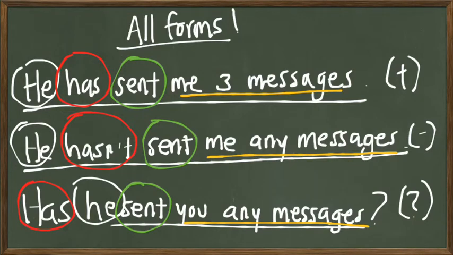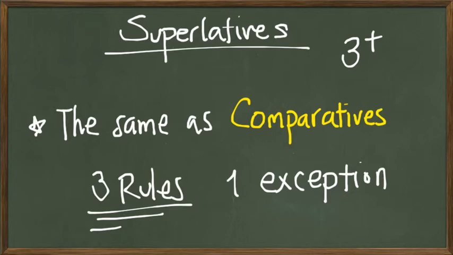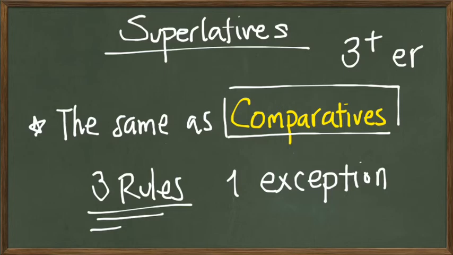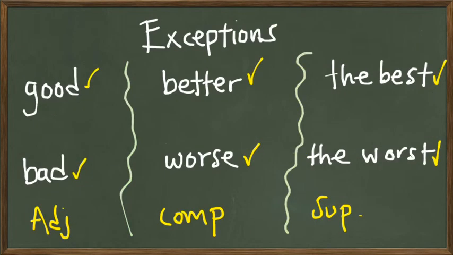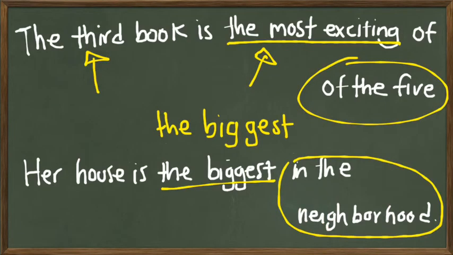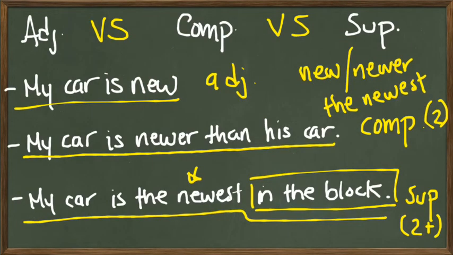Okay, well, I gave you more examples there. We saw superlatives. They're very similar to comparatives, but instead of the ER, we change to the IEST or only the EST form. Cold, colder, the coldest. Important, more important, the most important. Happy, happier, the happiest. Study these exceptions very well. Good, better, and the best. Bad, worse, and the worst. I gave more examples there. You can check those twice if you need to.